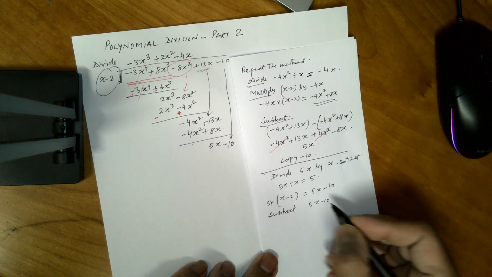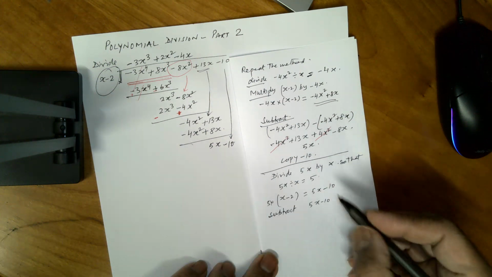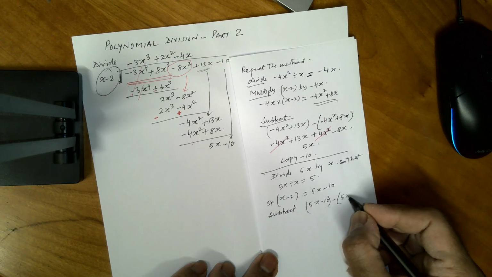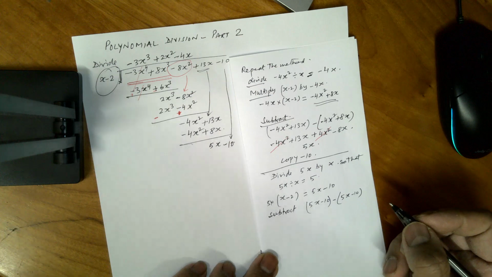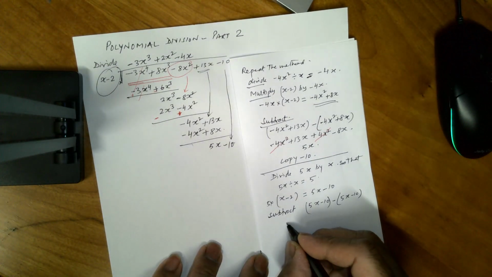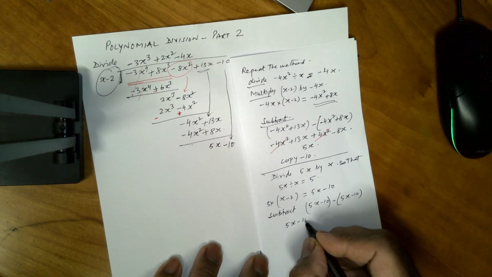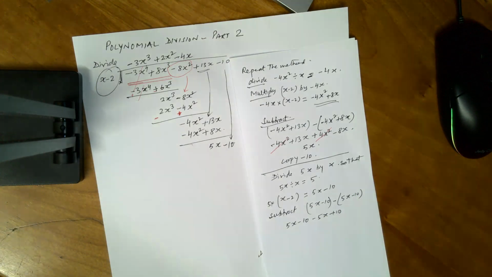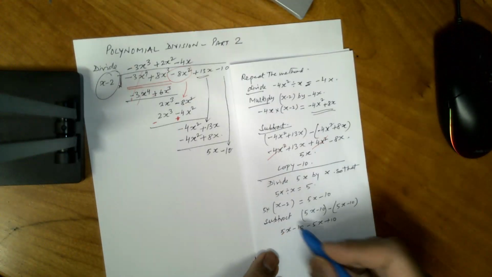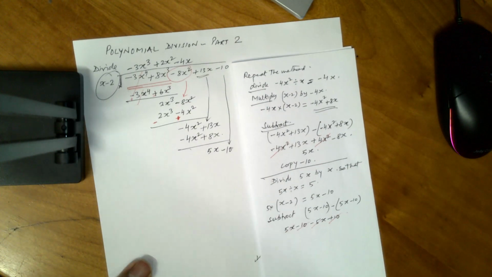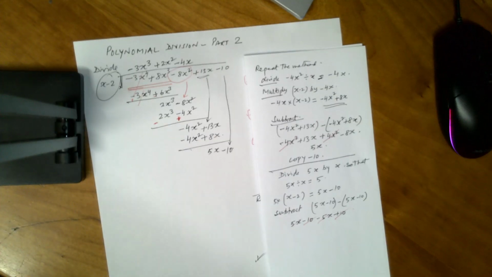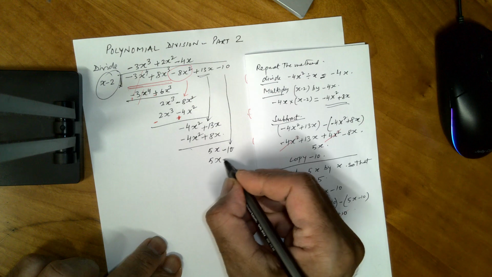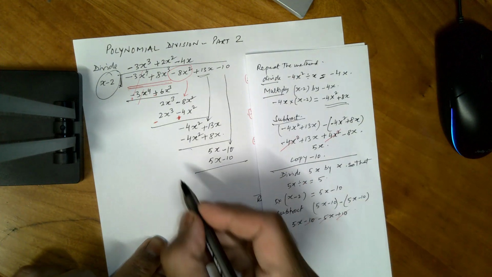5x minus 10. This is what you already have. Let's put in bracket, then subtract minus 5x minus 10. Okay, open this one. 5x minus 10 minus 5x plus 10. So all gone, completely 0. Okay, you write down this here. You had here 5x minus 10. You subtract that here.